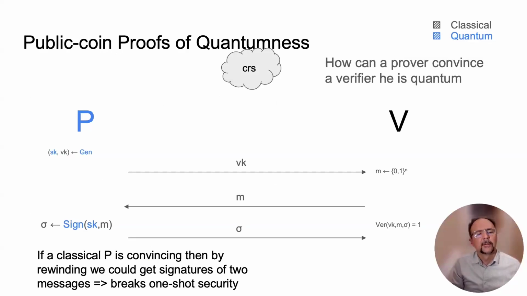The final application is public coin proofs of quantumness. Essentially, this is a two-party protocol where the prover wishes to convince the verifier that it is a quantum algorithm. And this is actually a simple scheme. Given one-shot signatures, the prover produces the verification key to the verifier. The verifier gives a random message to be signed, and the prover just produces a one-shot signature on that message. Observe that the proof of quantumness comes from the fact that if we have a classical prover that is convincing, then we could apply rewinding to get two messages, and that would break the one-shot security.